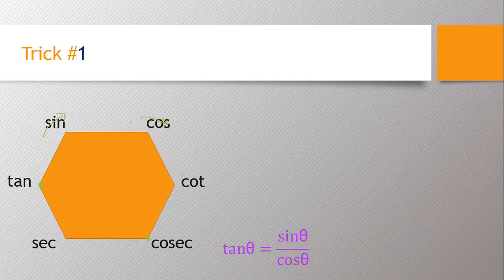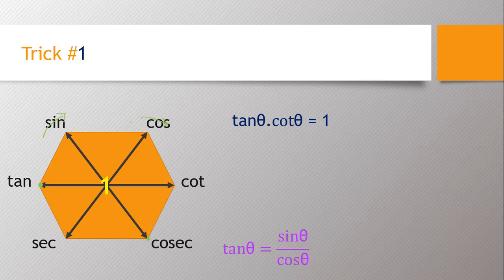Now you can see tan is directly opposite to cot, sin is directly opposite to cosec, and sec is directly opposite to cos. In the center we write the number 1. Now using the diagonals we are going to learn some trigonometric identities.